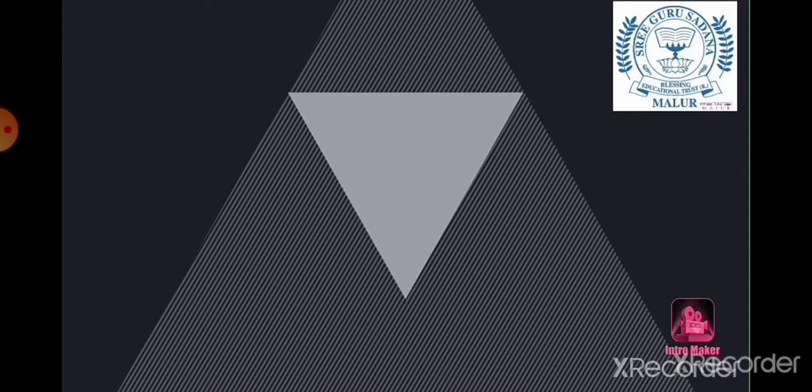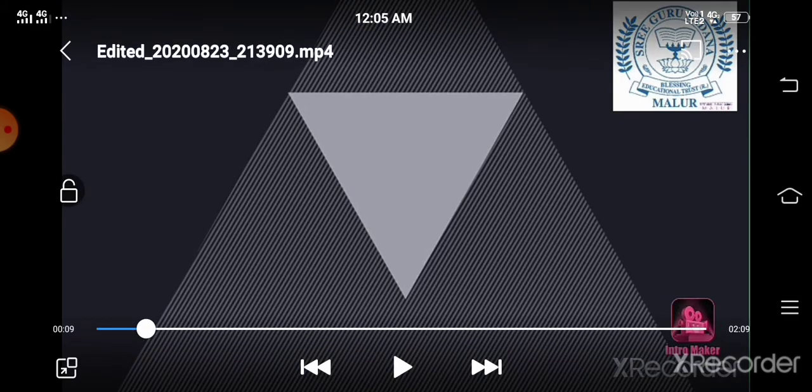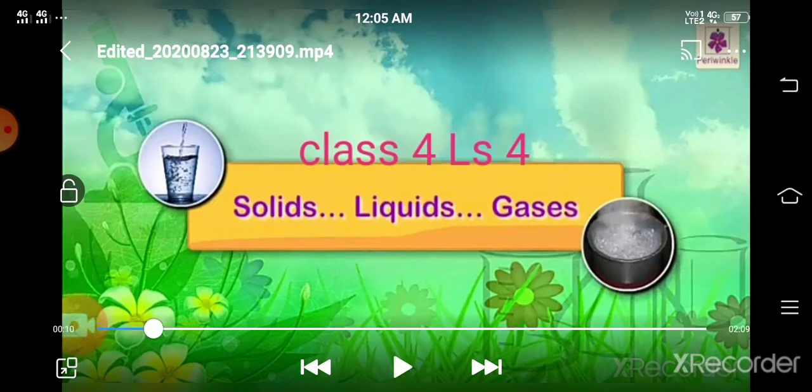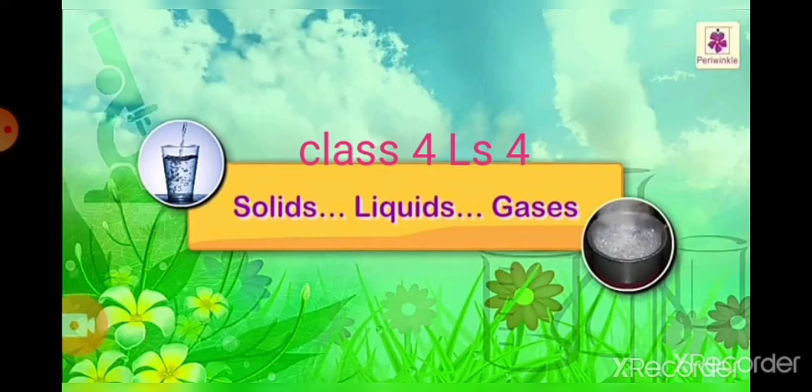In this lesson, we are going to learn something about solids, liquids and gases. So the lesson is solids, liquids and gases. This is our fourth lesson. In this lesson, we will learn about states of matter, changes of states, solute, solvent and solution, separation of substances. Let us see what we have in this lesson.